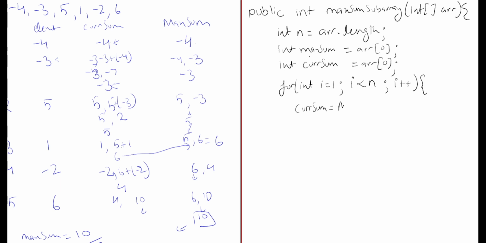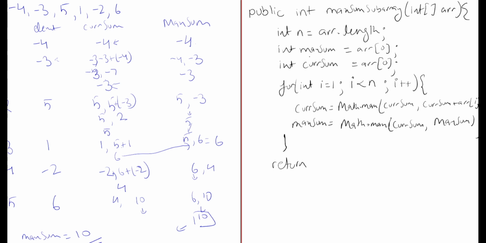Current sum will be Math.max of currentSum comma currentSum plus array[i], and maxSum will be Math.max of currentSum comma maxSum, right? And we'll do return maxSum. Done.